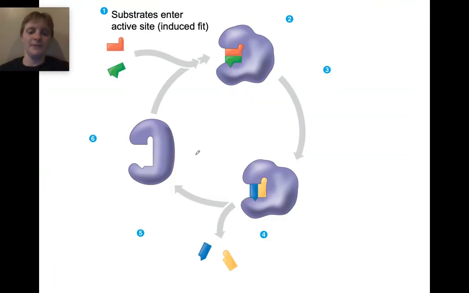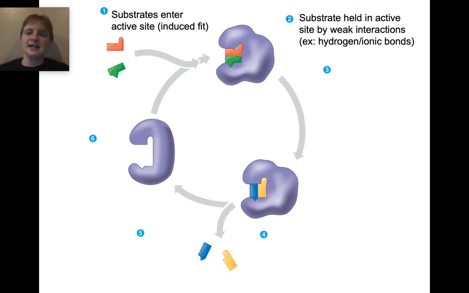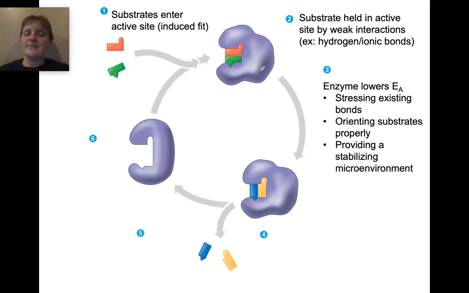So here we go. Here's how enzymes work. Substrates are going to enter into the active site. So these are my substrates. They enter into the active site of the enzyme through induced fit. So it's a fit that works together, right? And this substrate is held in by very weak interactions, maybe hydrophobic, hydrophilic interactions, hydrogen bonds, ionic bonds. So some very weak interactions are holding this in place. But it makes it unstable.